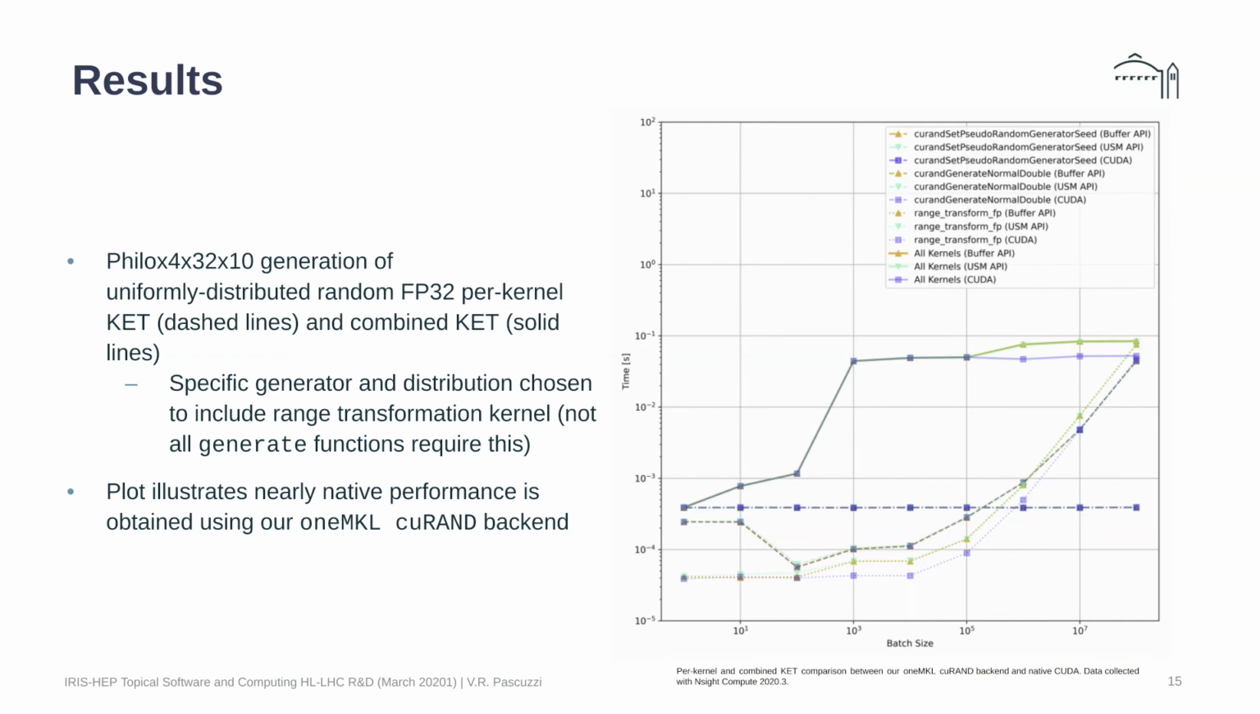And what you see here is basically in all cases, these lines are essentially lying on top of each other, with the exception that at higher workloads, we have this slight separation beyond a batch size of 10 to the 5, which admittedly I don't quite understand yet. But I think we can safely say we're getting really, really solid, nearly native performance with our backend.